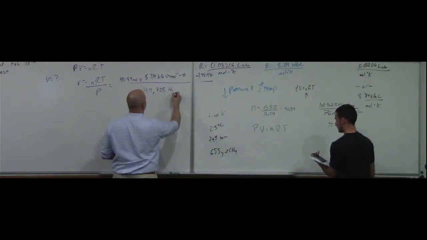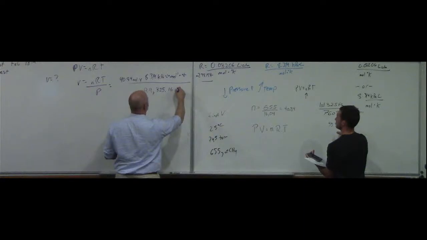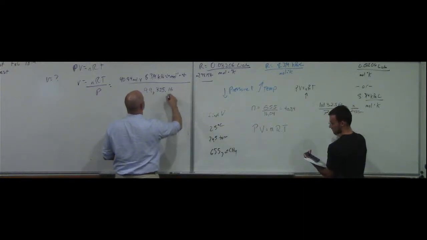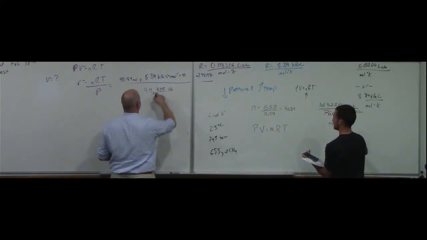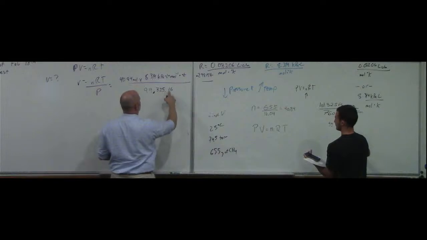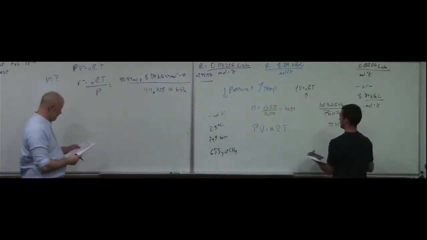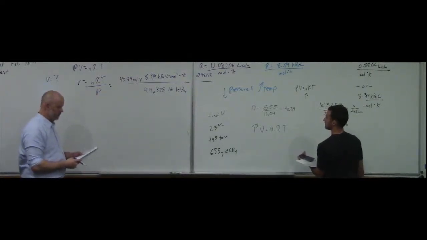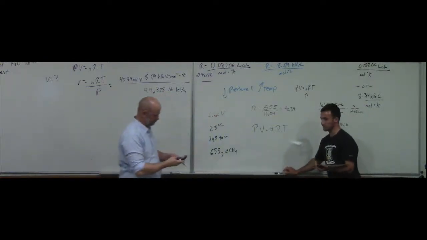Okay, and that's in Pascal, not kilopascal. So we have to divide it by 1,000, right? So it's actually going to be 99.32516 kilopascals. So I'm going to plug that into a calculator. That's correct.